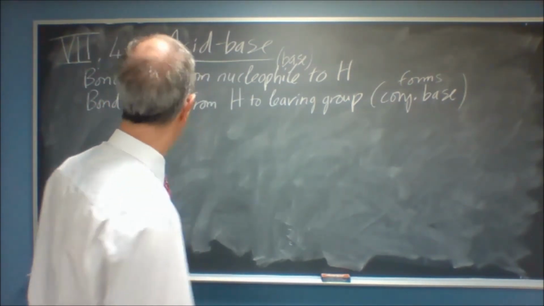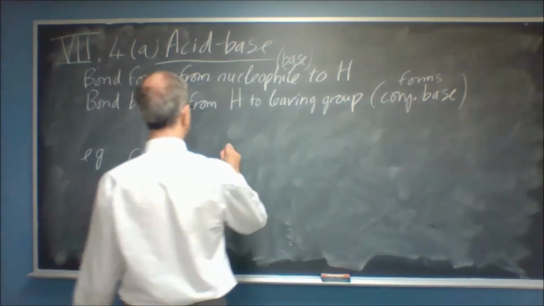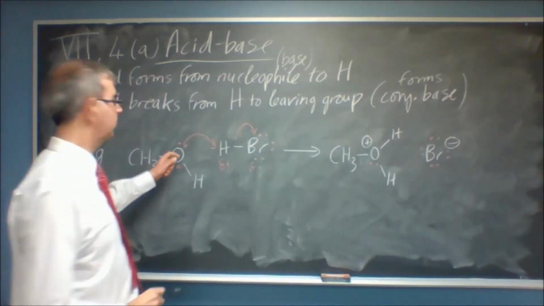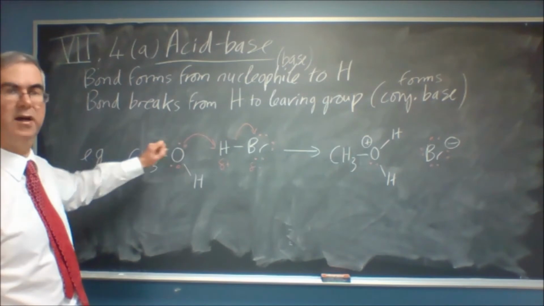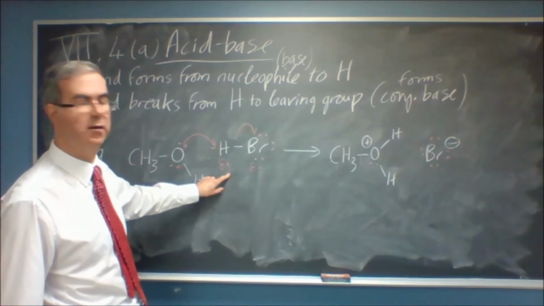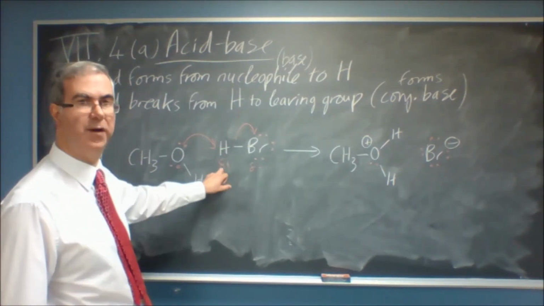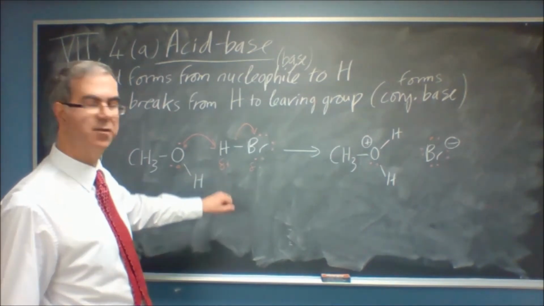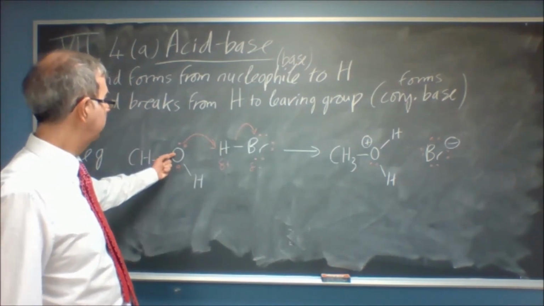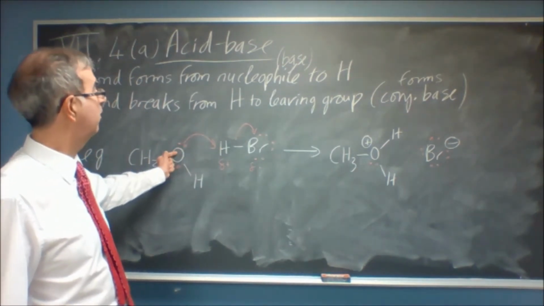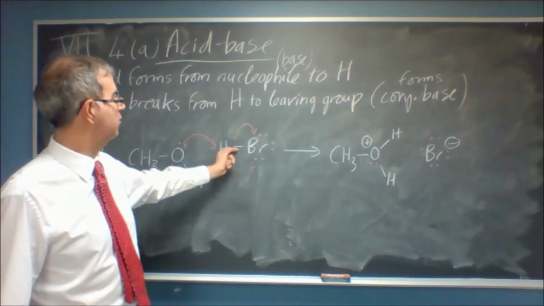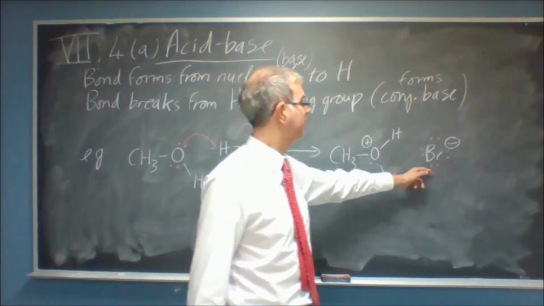So an example of this might be something like this. So this nucleophilic oxygen has two lone pairs on it, that can attack the electrophilic hydrogen. The fact that this is an electrophilic hydrogen sort of implies that it's going to be a Bronsted-Lowry acid. So that forms a new bond from the nucleophile or base to that hydrogen, and then the bond breaks from the H to the leaving group, and that forms the conjugate base.